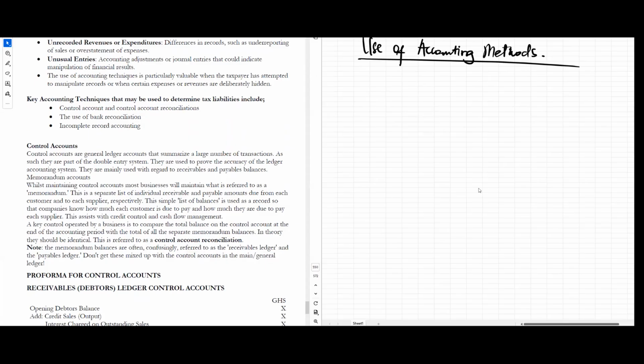There are going to be certain techniques that you need, like using control accounts, bank reconciliations, and incomplete record accounting. But because the time is short, like 4 months for you to write, most people hardly teach these things. But they come, and when they come, they are 20 marks. Sometimes calculation can be 40 marks. Can you imagine?